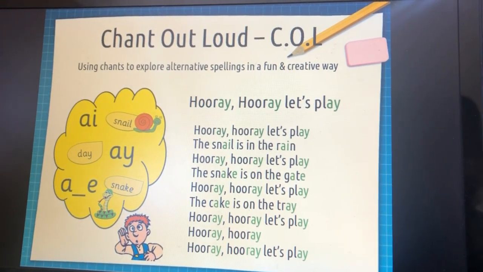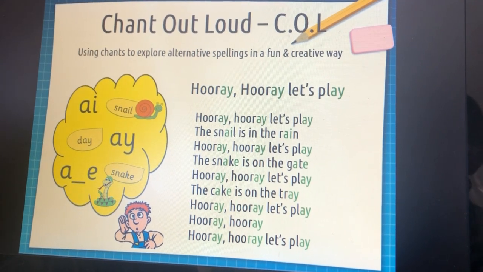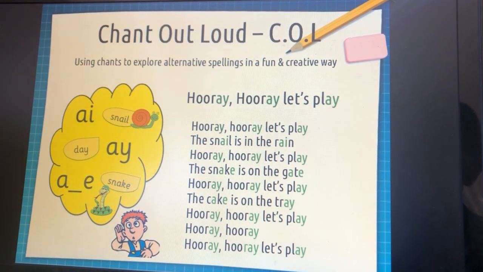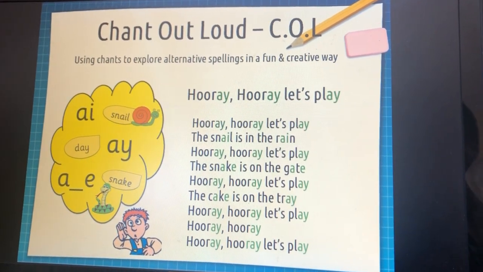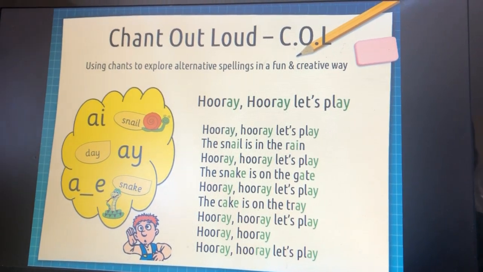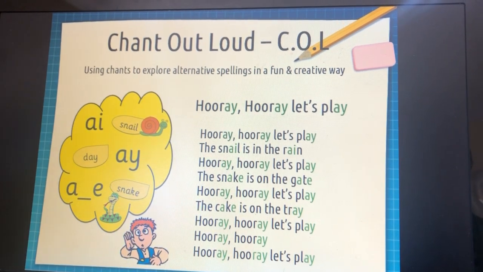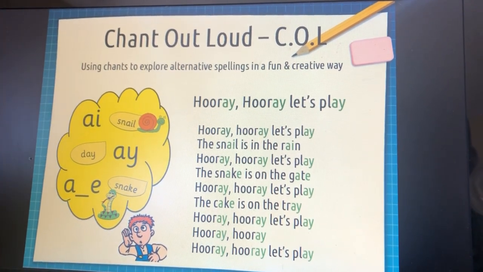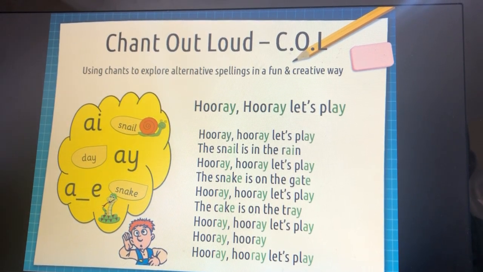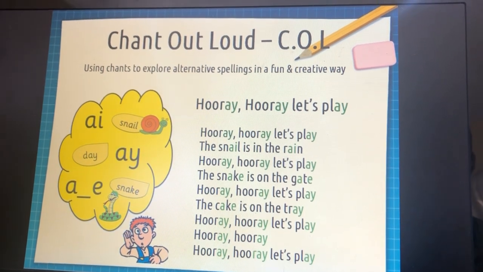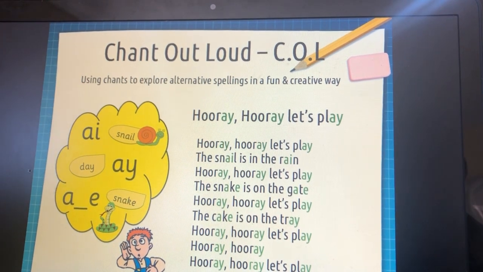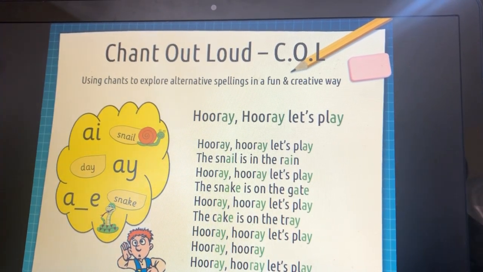So what you can do also is add musical instruments that the kids make by themselves, like a bling bling or whatever. These are ready-made songs, or you can create them? It's your own rhythm, it's your own pattern. This is mine, and it could change. Now it can change rhythm. Hooray, hooray, let's play. The snail is in the rain. That's actually 2 then, it's not 4. Hooray, hooray, let's play. The snake is on the gate.